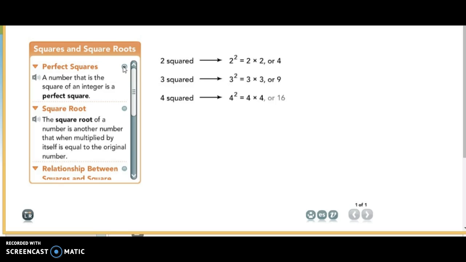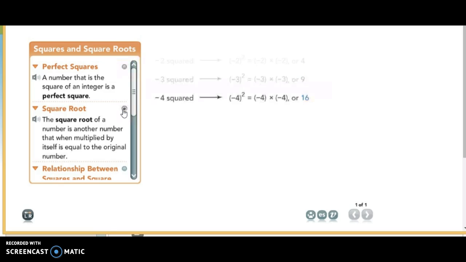Now the other thing that we have to remember is our negative numbers. When we are looking at negative numbers, the same thing is also going to be true. So here they're showing us that negative 2 times negative 2 is going to be positive 4. Negative 3 times negative 3 is going to be positive 9. And negative 4 squared is going to be negative 4 times negative 4, or positive 16.